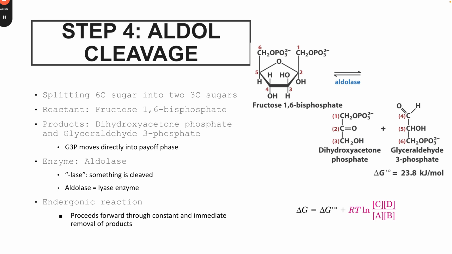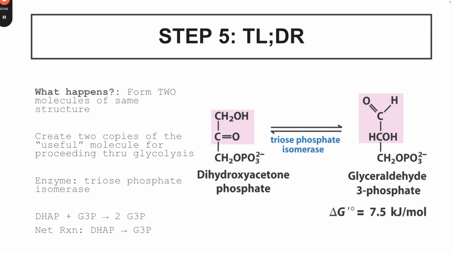The enzyme in step 4 is aldolase. So lyase is something being cleaved. Aldolase, a lyase enzyme, is cutting things. It's important to note this is an endergonic reaction. It does require energy. It is unfavorable. But it proceeds forward through constant and immediate removal of the products. So every 1 in 100 chance, this reaction will go through, and the products will be removed really quickly, making Le Chatelier's principle drive the reaction to the products. Anyone have any questions on that? That will become clear in later steps.